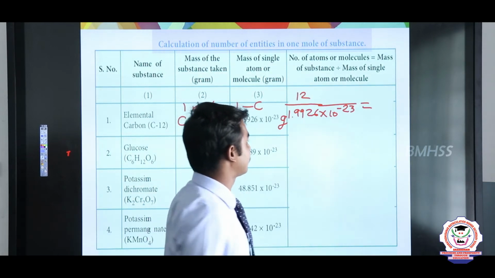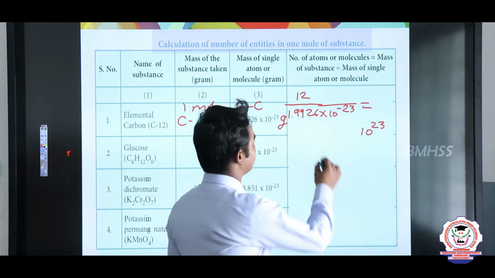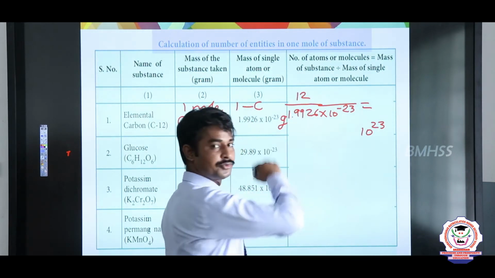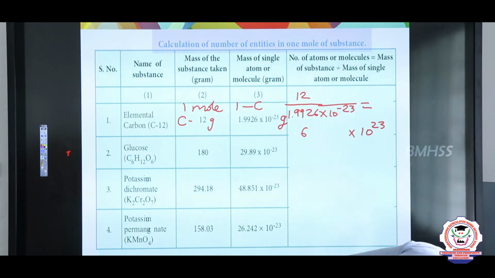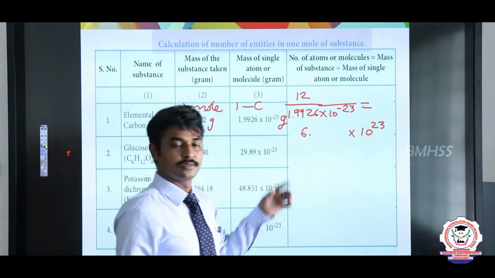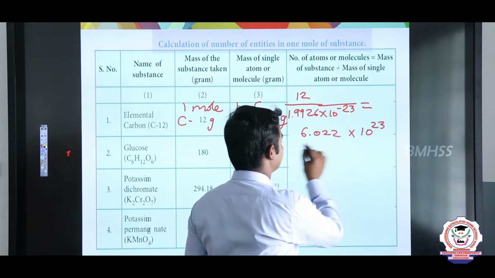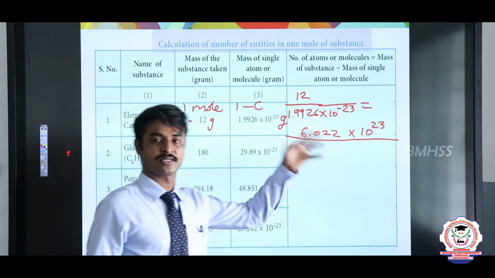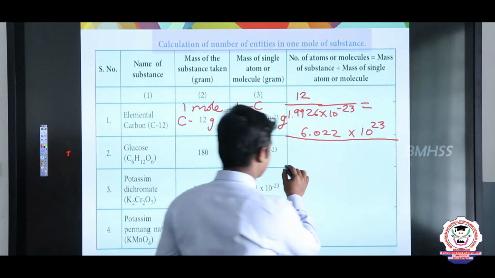The 10 to the power of minus 23 becomes 10 to the power of plus 23 in the answer, and 12 divided by 1.99 we can round off as 2. When 12 is divided by 2 we get 6 as the answer, and when we divide 12 by the exact values we get 6.022 into 10 power 23. So, the same answer is obtained as we saw in the mole concept.